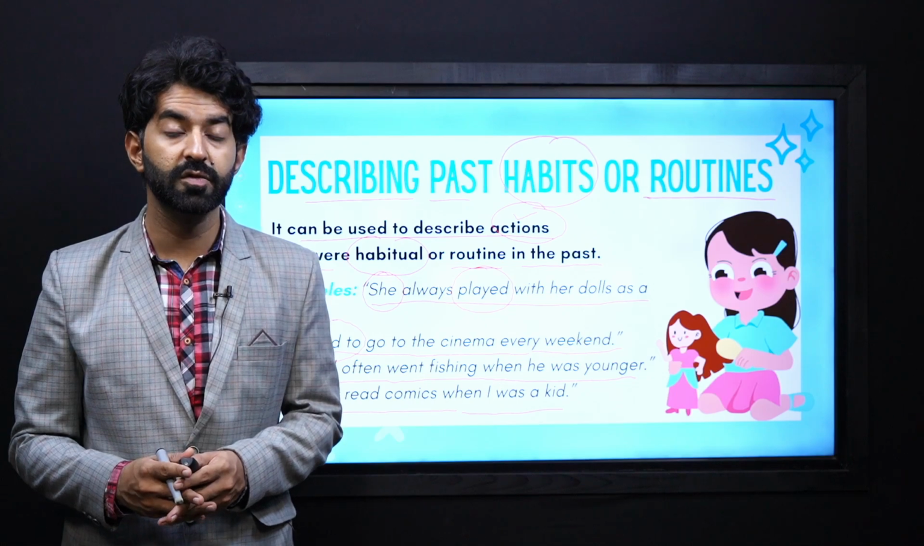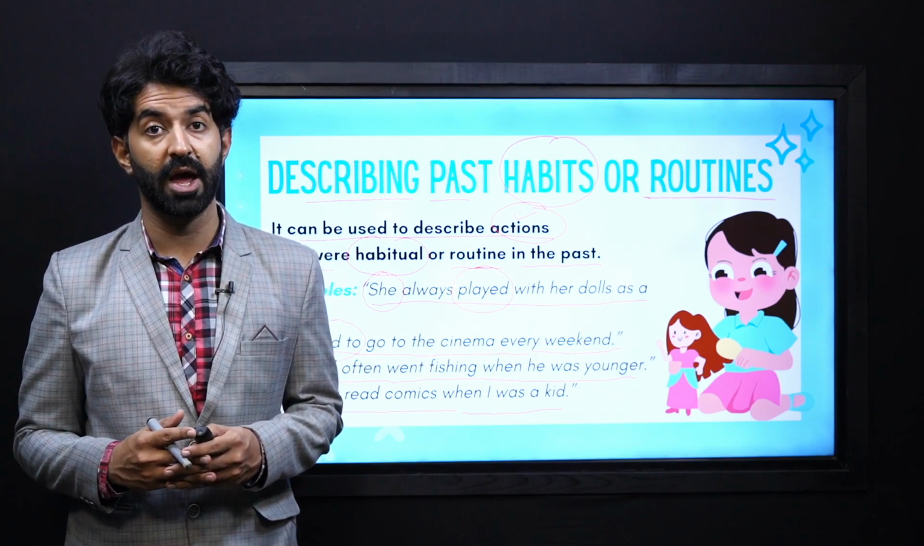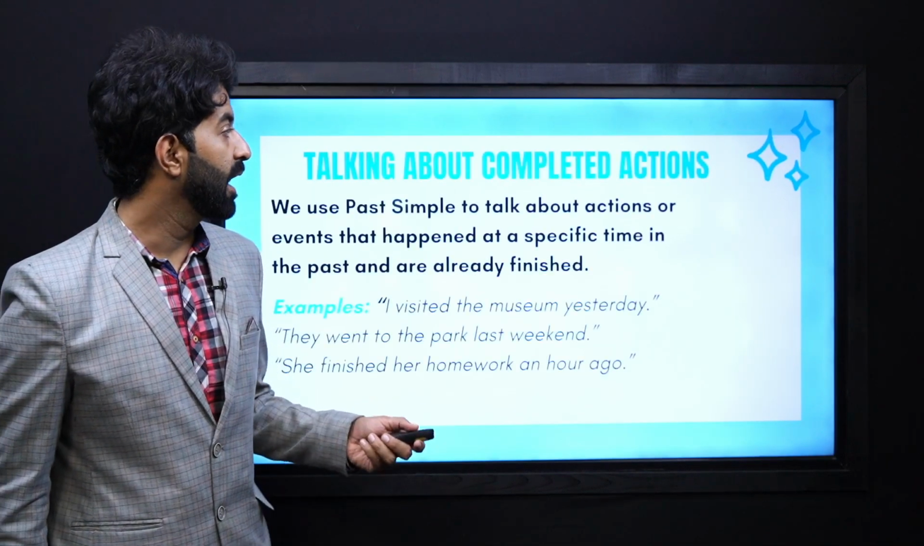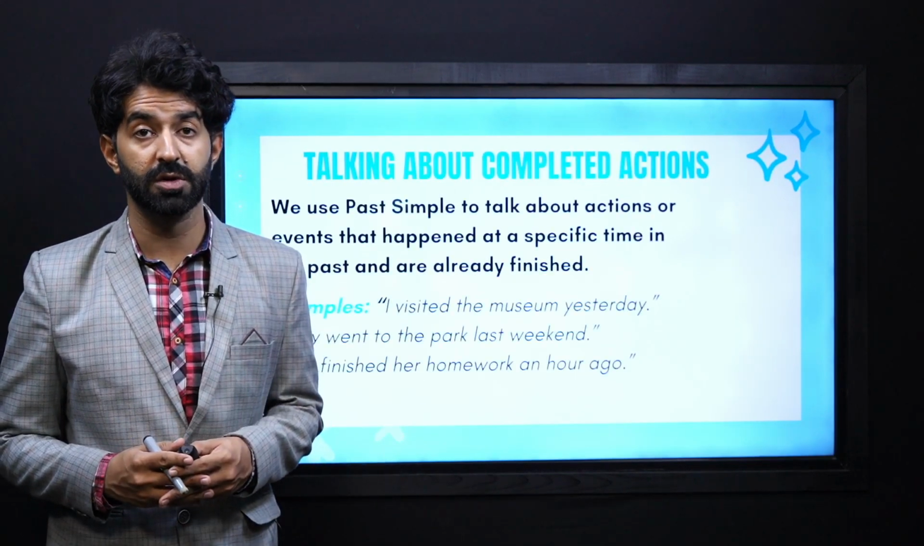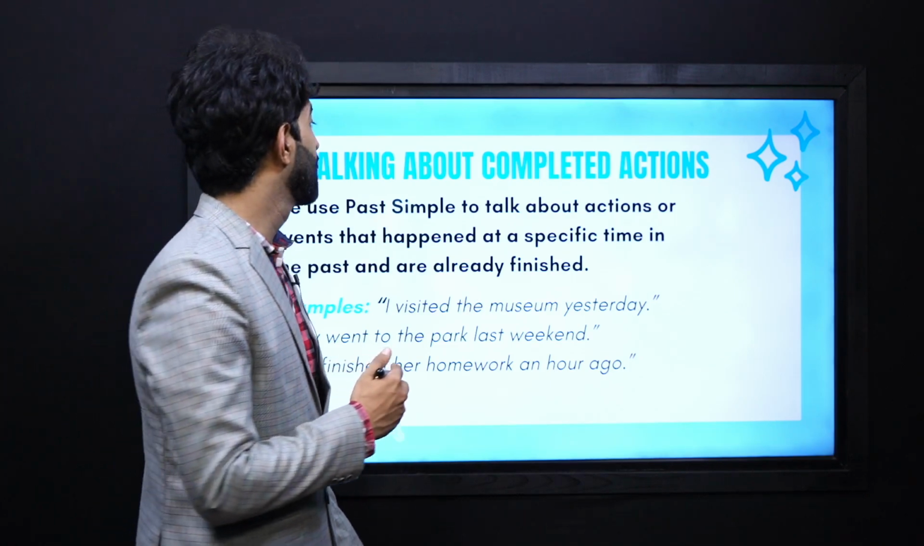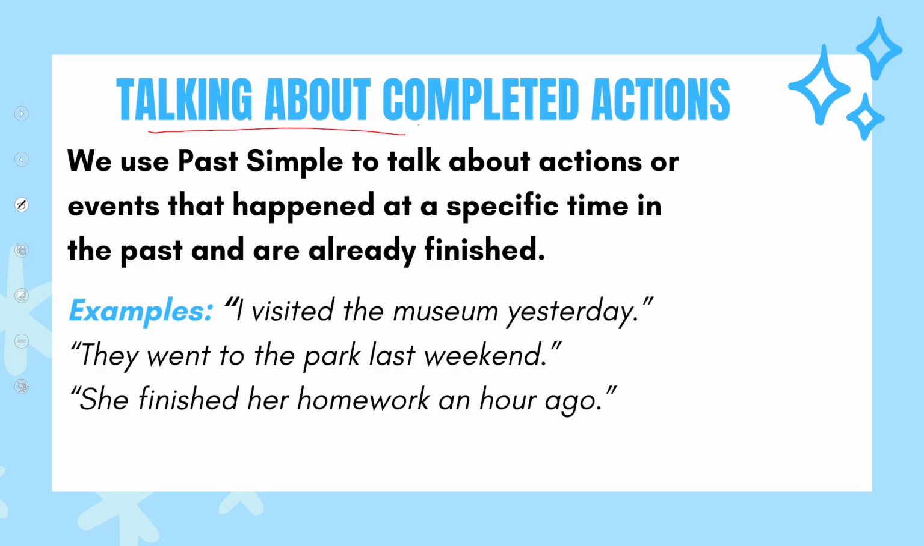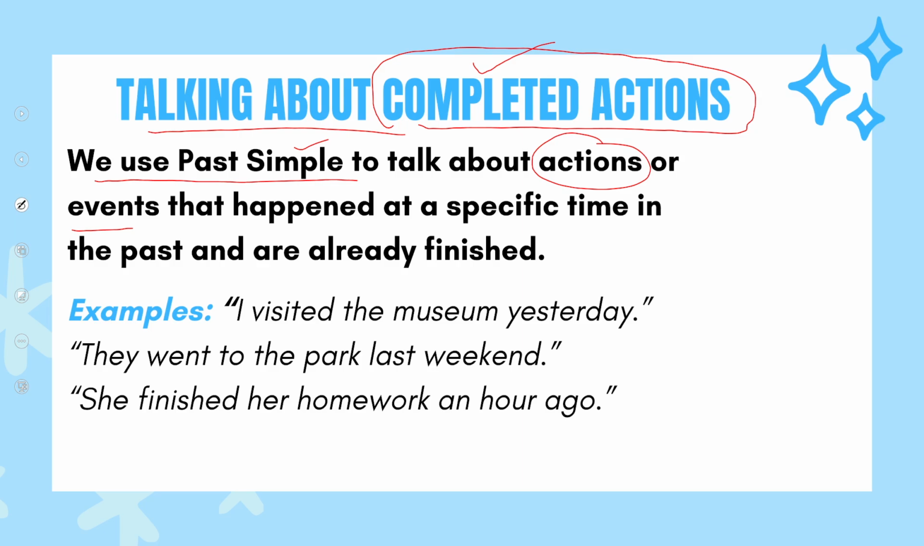So, number one is that we describe our routines or habits from the past. And another reason why we use our simple past tense is when we are talking about completed actions, actions that are completed and in their full form. We use past simple to talk about actions or events that happened at a specific time in the past and are already finished or completed.